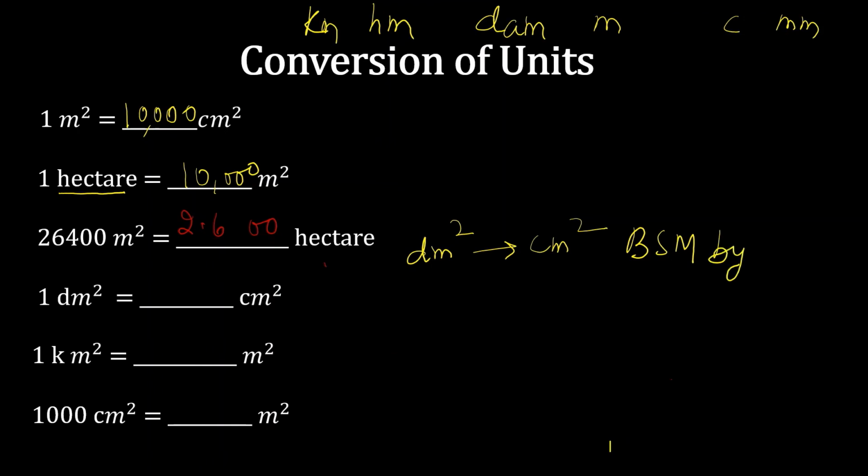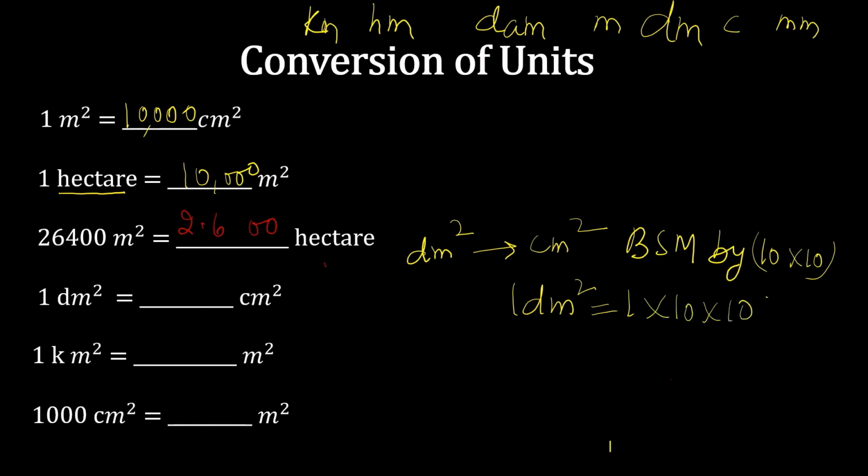Now by which number will you multiply? You can see decimeter to centimeter is only 1 jump. So you are multiplying by 10. But it is decimeter square, so you will multiply by 10 into 10. So 1 decimeter square is equal to 1 multiply 10 multiply 10. So 1 decimeter square is nothing but it is equal to 100 centimeter square.